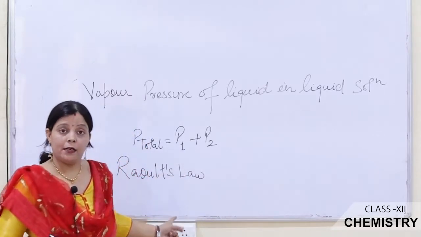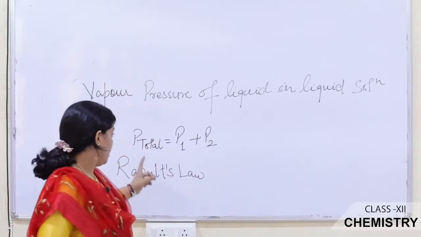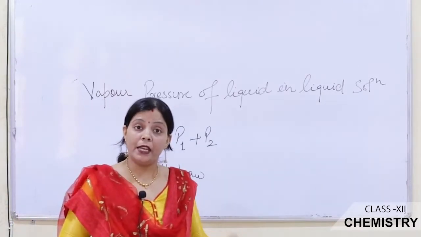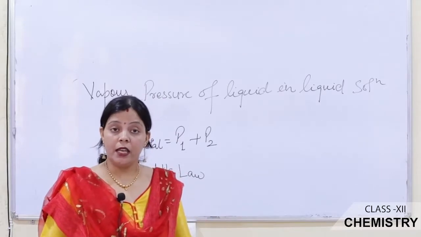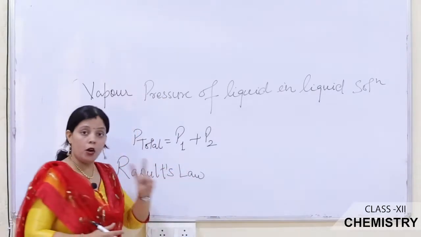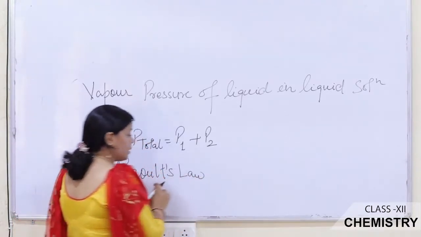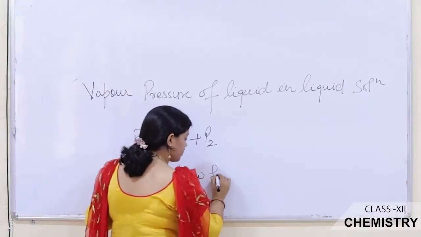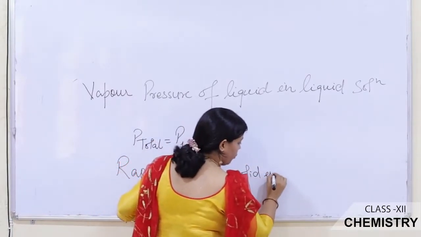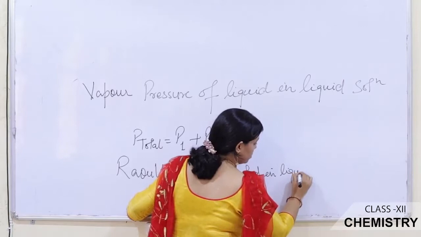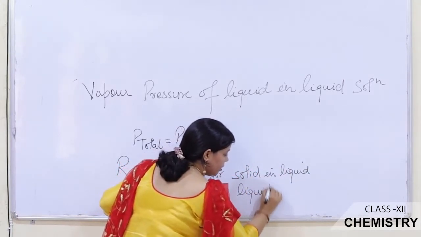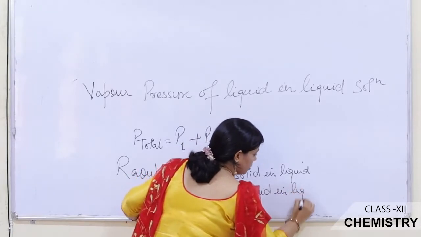Raoult is a chemist. He carried out a number of experiments on binary solutions to study vapor pressure, and in his study he studied two things. The first is Raoult's law for solid in liquid, and another is liquid in liquid.